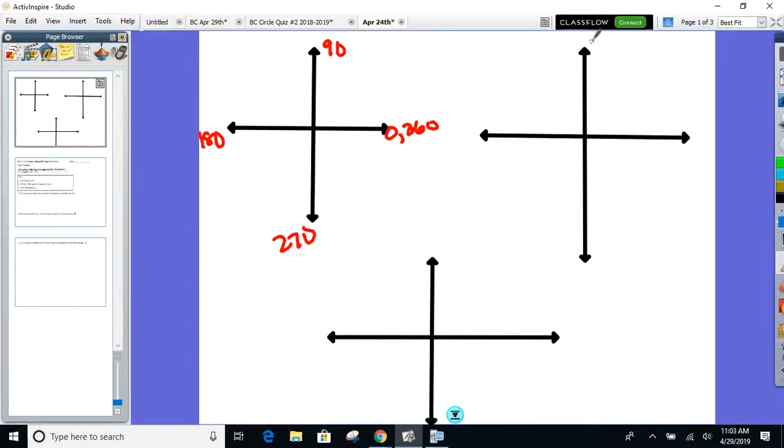Radians, what do you have up here for me? Pi over 2. What about here? Pi. 3 pi over 2, and then we're back to 2 pi here.